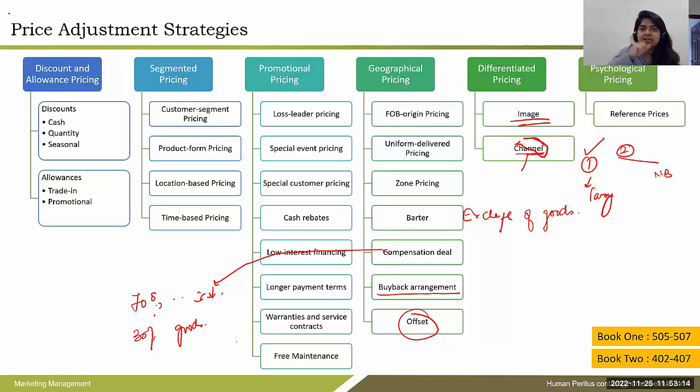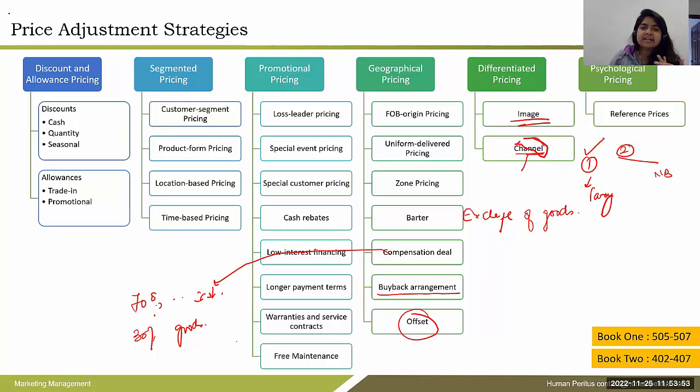Now channel. Channel is from where you are taking that good. The same Sony TV from JioMart, from a Sony store, versus Amazon. The same Sony TV will be differently priced, yes or no? So the channel of distribution or channel of receiving makes a difference in the pricing. Now this pricing differential is sometimes justified, but sometimes it's only because of the difference in channel, nothing else.